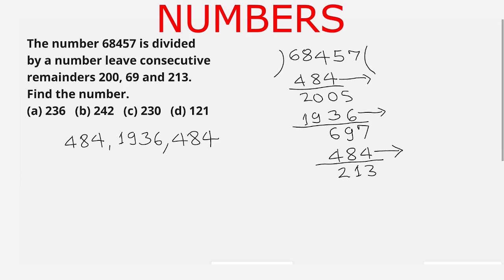So the factor of 484 which is greater than 213 and 269, that must be 242, as 242 times 2 is 484. So 242 is a factor of 484, as well as it is greater than 269 and 213, which are the consecutive remainders given in the question. Now 242 divides 684 for 2 times, and it gives 484, and the remainder is 200. And on carrying 5 from above, the number becomes 2005.